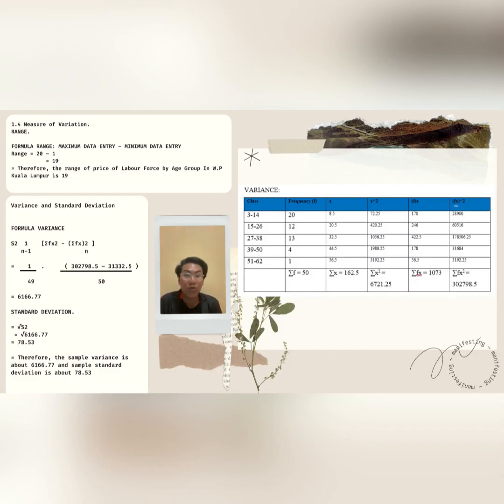We move forward to the next, which is the measure of variation. In this part, we need to find the range, variance, and standard deviation. We come first with the range. The way to get the range is the maximum data entry minus the minimum data entry. So, our maximum data entry was 20.